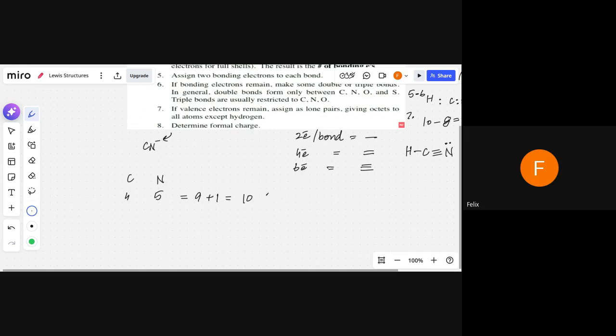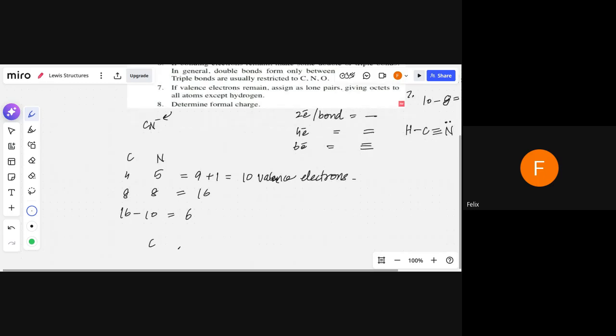So that makes it 10 valence electrons, right? Now the total number of electrons that can be accommodated in carbon and nitrogen is 8 and 8, so it's 16, right? So now bonding electrons, 16 minus 10, that's going to give us 6. Now we have only two atoms, so all 6 bonding electrons will be distributed between the carbon and nitrogen. So I'm going to add these: 1, 2, 3, 4, 5, and 6, right?